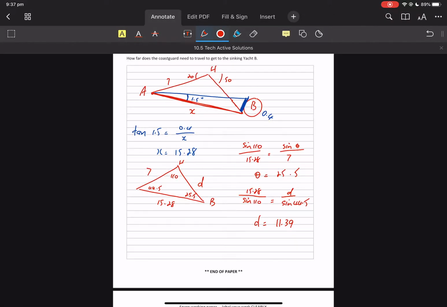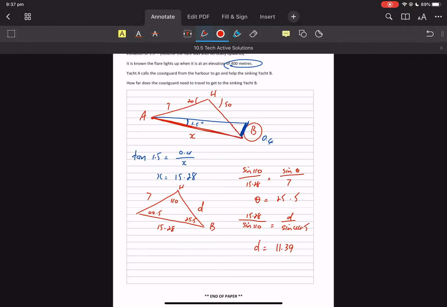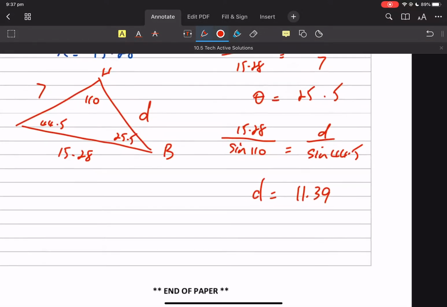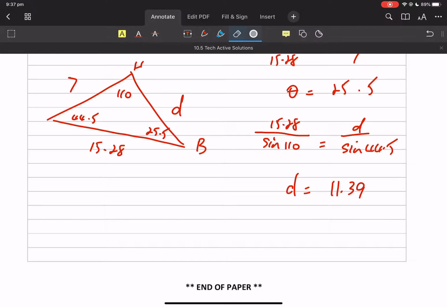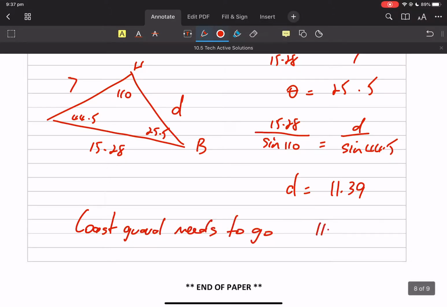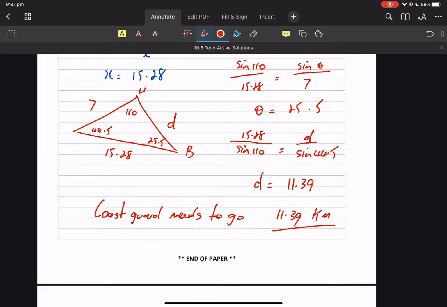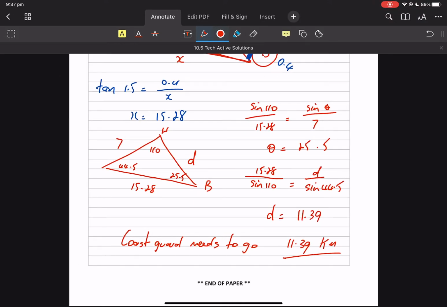So I guess in the context of the question, that's from the harbour to this sinking boat. How far does the Coast Guard need to go? Coast Guard needs to go 11.39 kilometres. They know the direction because it was given in the question. We just got to find out how far it needs to go. Awesome, that was so much fun.